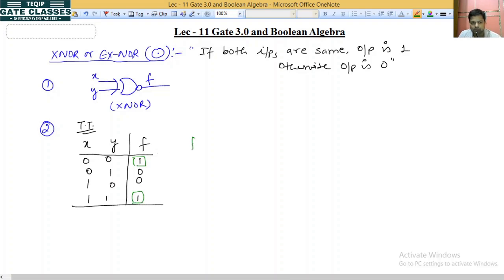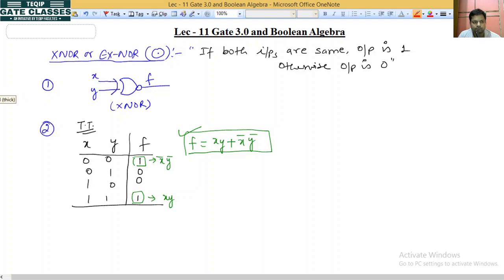Now I want to write the function for the XNOR gate. So f will be, since output 1 is considered, the sum of minterms. In sum of minterms, it can be written as x bar y bar, and this can be written as xy. So it will be xy plus x bar y bar, because we are doing sum of minterms. This is the popular formula for the XNOR gate.